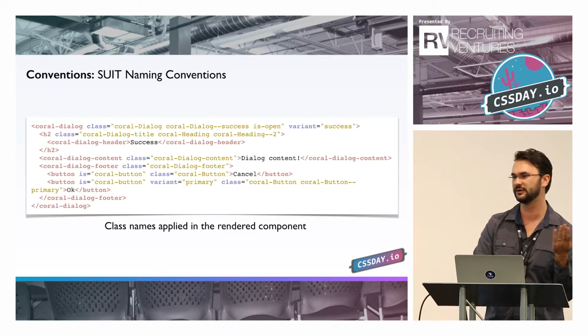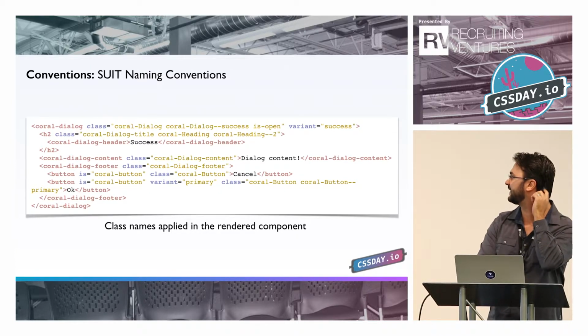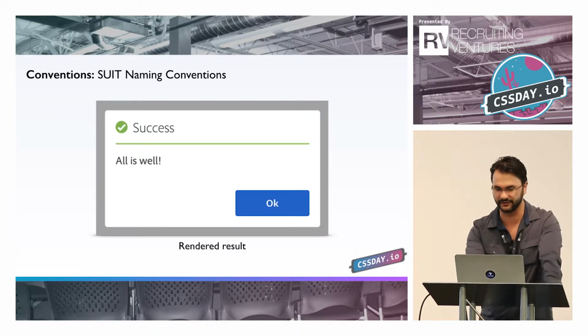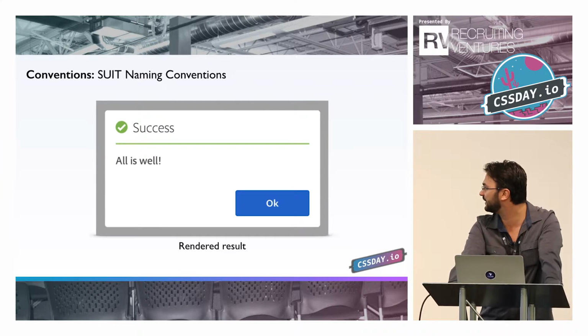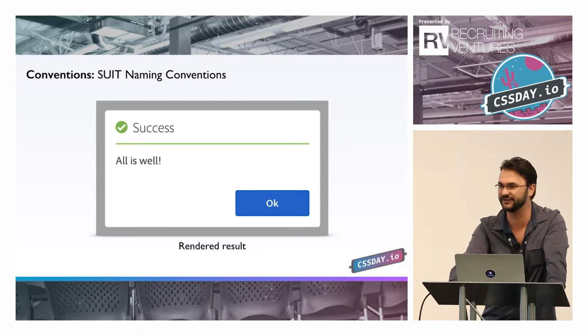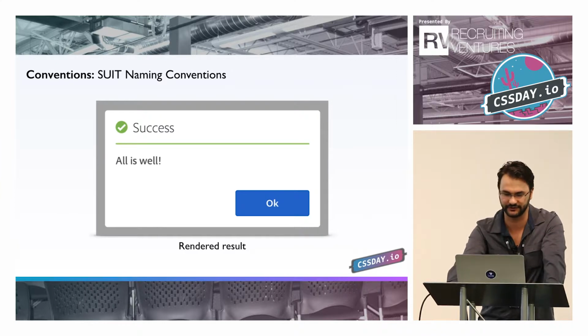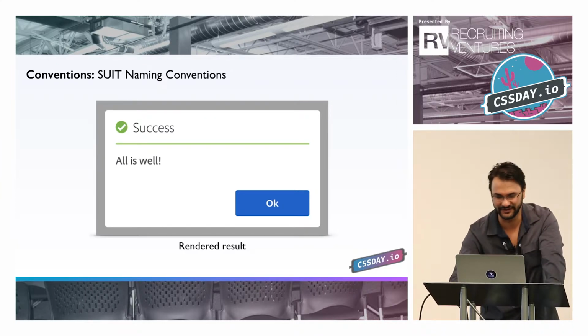When you call open on the dialog or show, it's going to add that isOpen class. It's going to animate in. It's going to look lovely. Everything's great. Here's the result: an open dialog with all the right CSS classes and everything. And again, all you had to do was provide the markup. Everything is well, as it says.